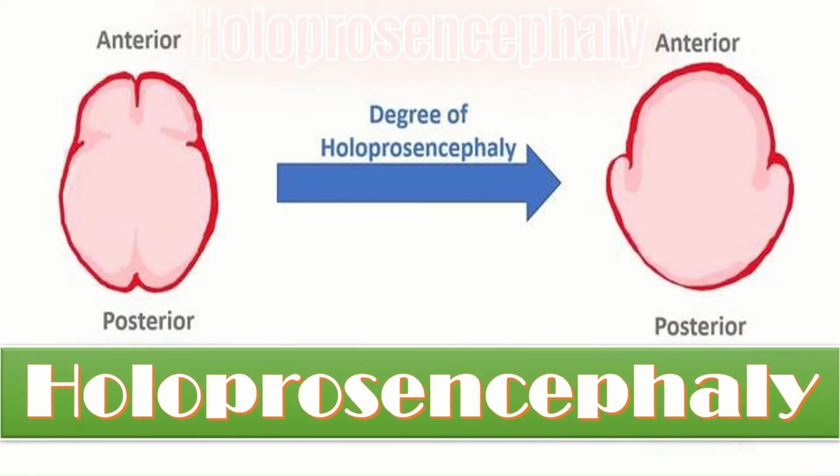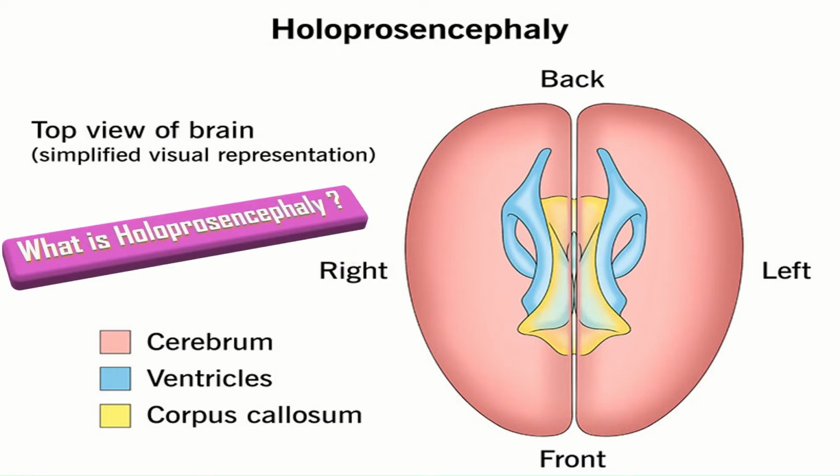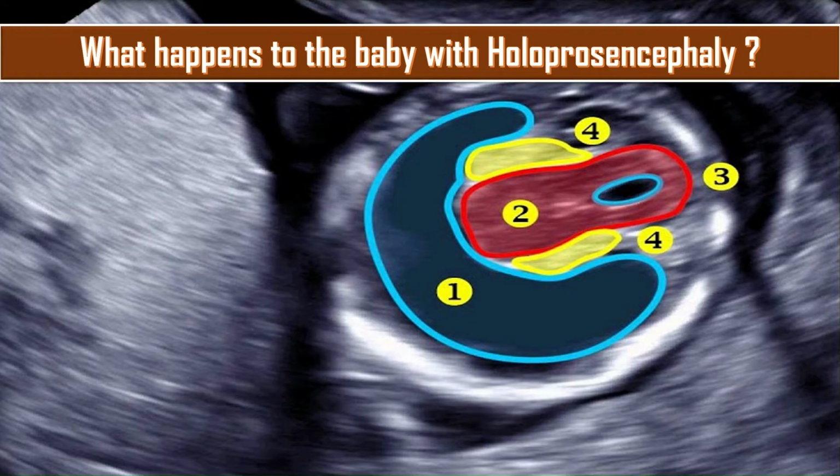Holoprosencephaly is a birth defect involving the developing baby's brain. Normally, the brain divides into two hemispheres during early development. Holoprosencephaly occurs when the brain fails to divide properly into right and left hemispheres. What happens to the baby with holoprosencephaly?